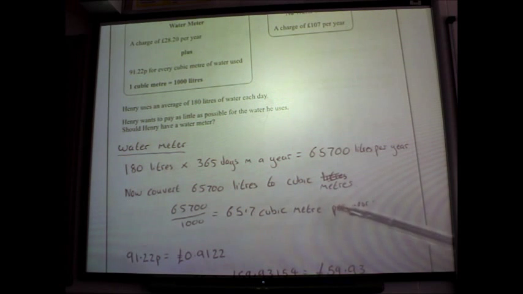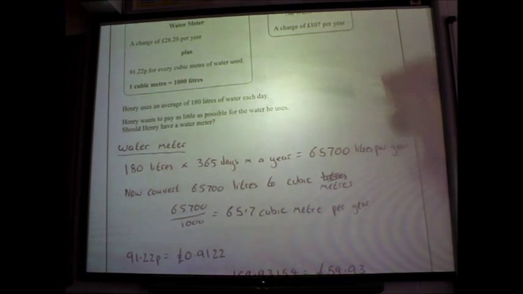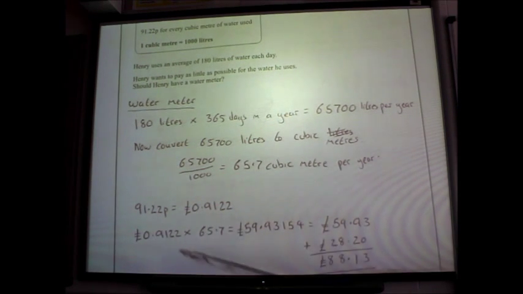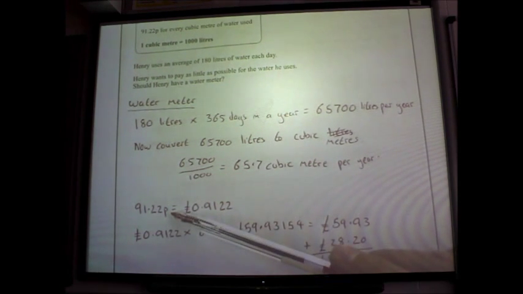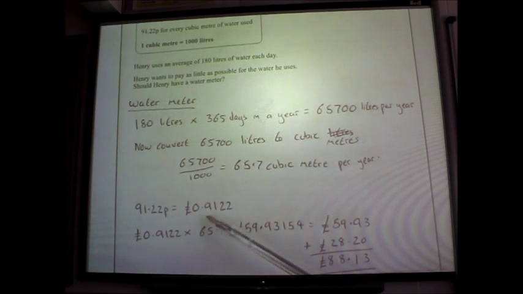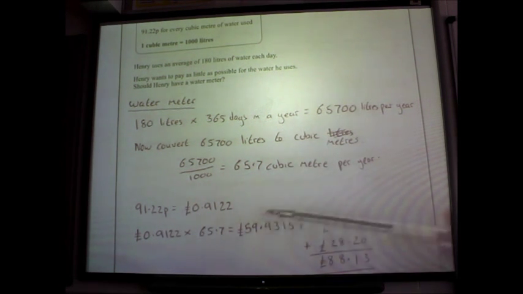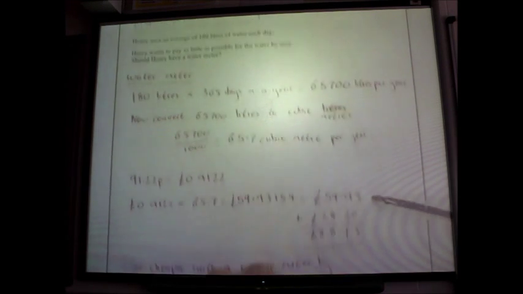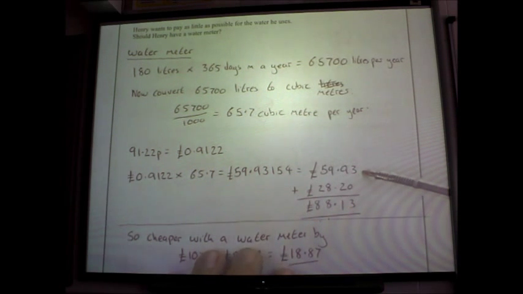Right, so we need to find out how much it is for every cubic metre used. It says so up here. It's 91.22 pence. Really careful, that's a horrible way of saying it. Convert it to pounds, so it's 0.9122. Multiply that together with how much he uses, and you'll get 59.93. Because it's money, we need to round sensibly, so that's why I've rounded to 59.93.